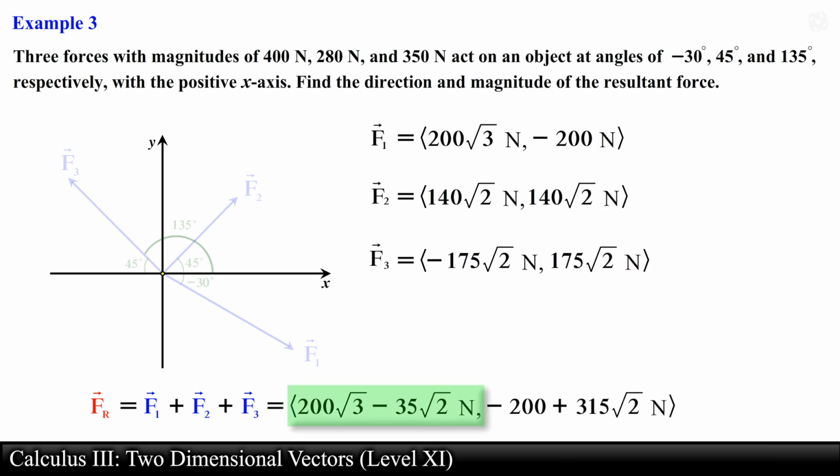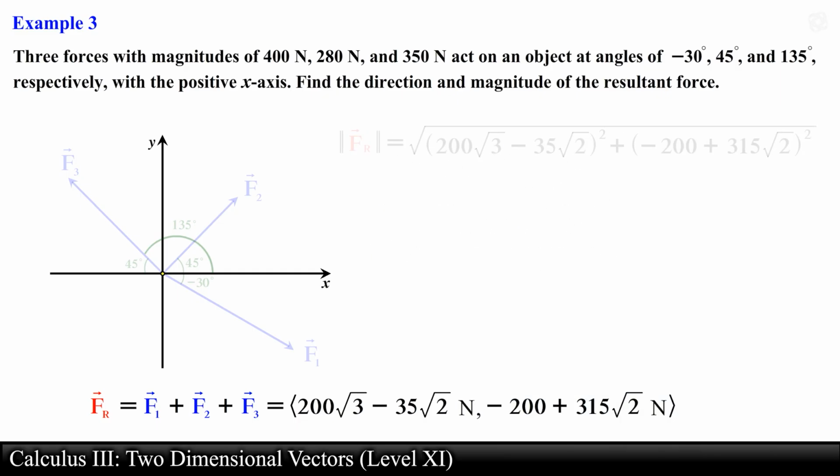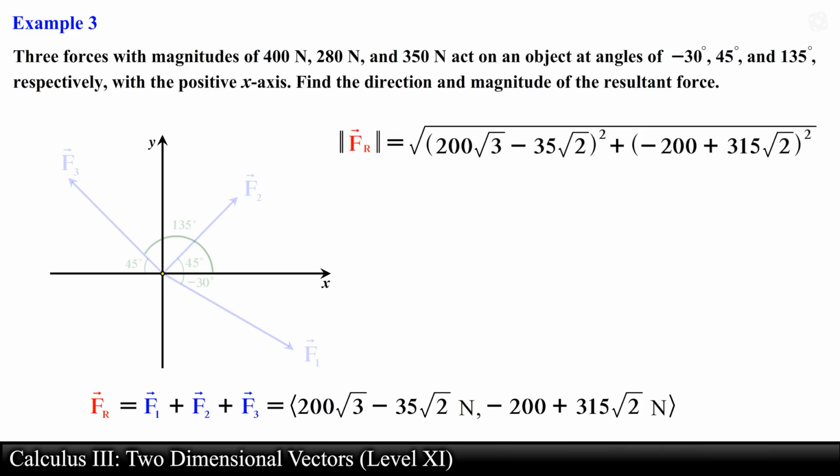Doing that, we obtain 200 times the square root of 3 minus 35 times the square root of 2 for the x component and negative 200 plus 315 times the square root of 2 for the y component. Computing and approximating the magnitude of the resultant force, we obtain 385.2 newtons.